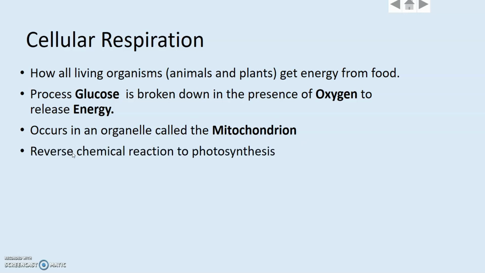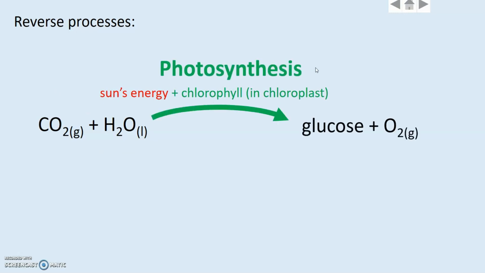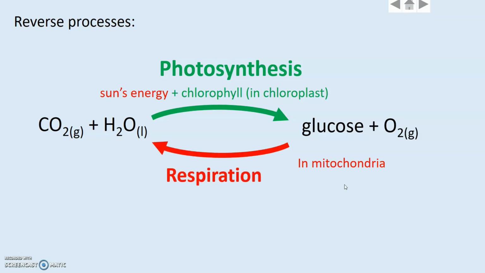It's the reverse process of photosynthesis. So if carbon dioxide and water plus the sun's energy and chlorophyll via a process of photosynthesis create glucose and oxygen, then the reverse process in the mitochondria called respiration releases energy.